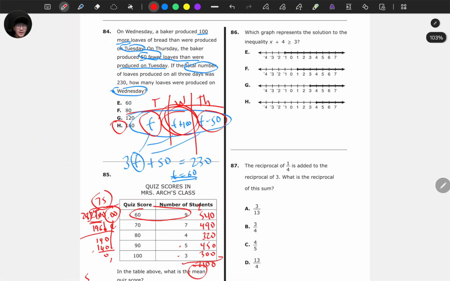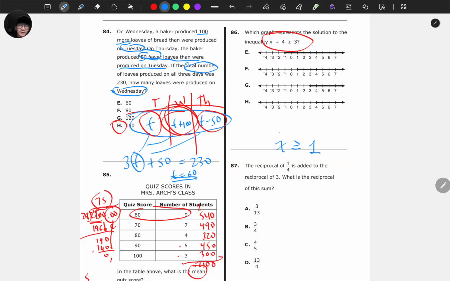86. Which graph represents the solution to the inequality x plus 4 greater than or equal to 3? Okay, so to find the solution, you just got to get x by itself, and you could treat this similar to like an equation, right? So it's x plus 4 is greater than or equal to 3. To get x by itself, you subtract 4 on both sides. So that means x is going to be greater than or equal to 1, right?